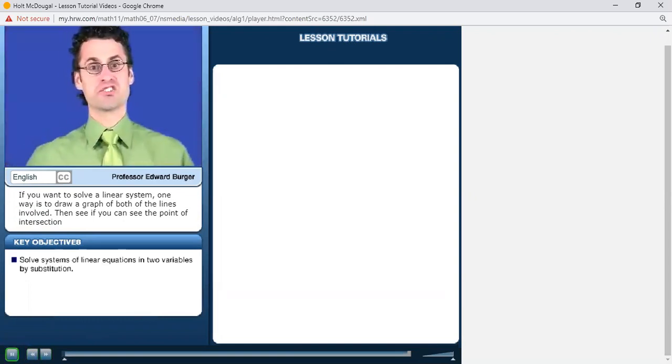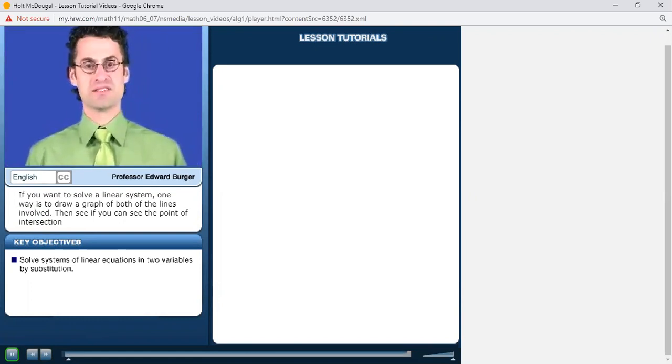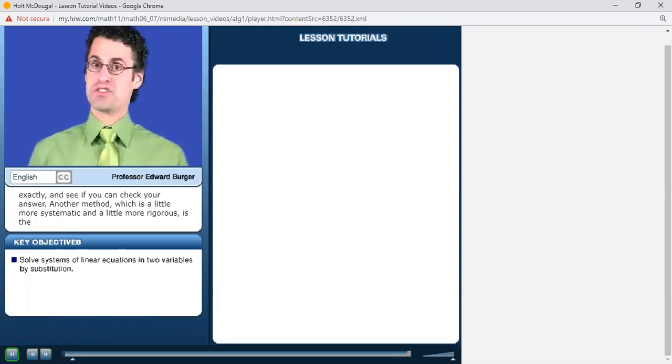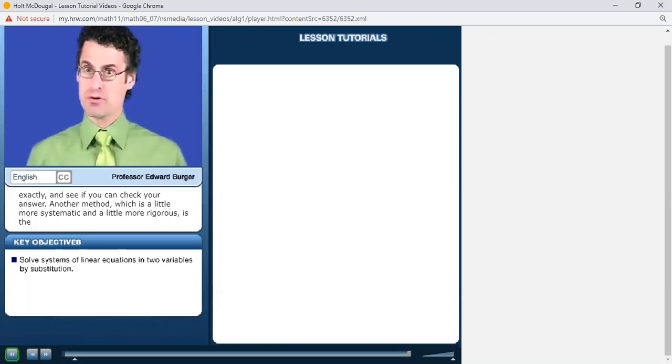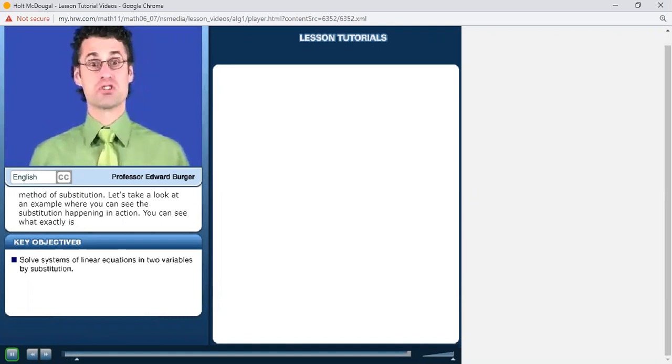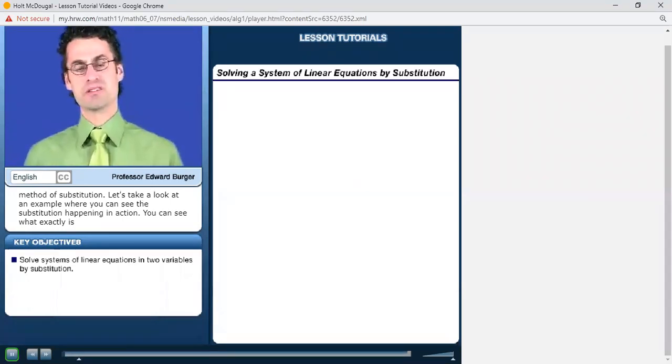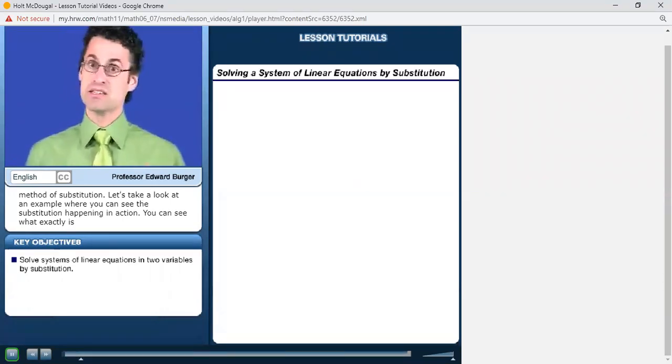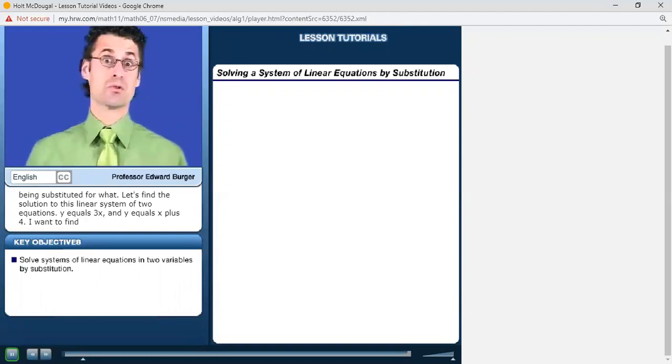So if you want to solve a linear system, one way is to draw a graph of both of the lines involved and see if you can see the point of intersection exactly and check your answer. Another method, which is a little bit more systematic and a little bit more rigorous, is the method of substitution. Let's take a look at an example where you can see the substitution happening in action, see what exactly is being substituted for what.